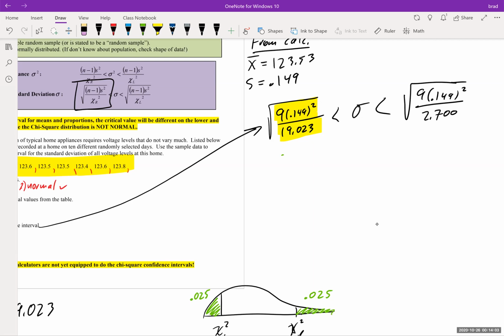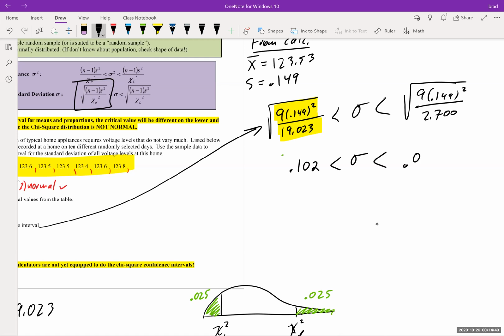Okay, so I'm going to do 9 times 0.149 quantity squared divided by 19.023, and then I'm going to square root that answer, and I get 0.102. I guess we'll do three decimals, since we used three decimals on the other one. And then we know that sigma is in between this, and then we're going to do the other side: 9 times 0.149 quantity squared divided by 2.7, and then I'm going to square root that, and I get 0.0.